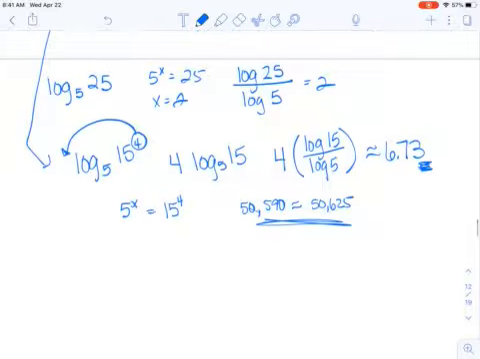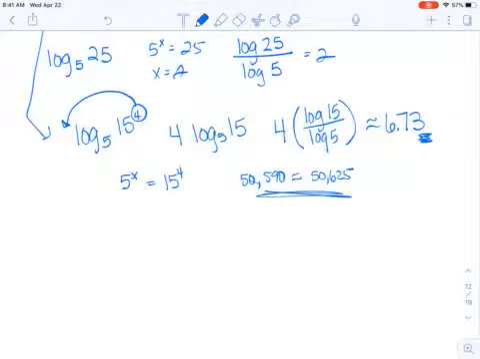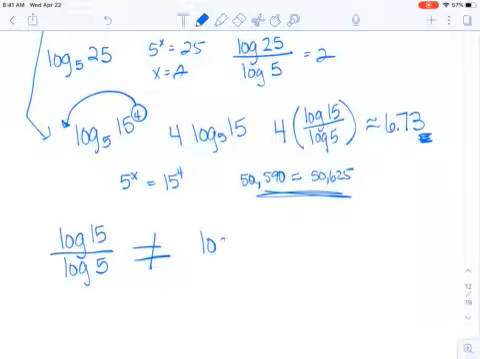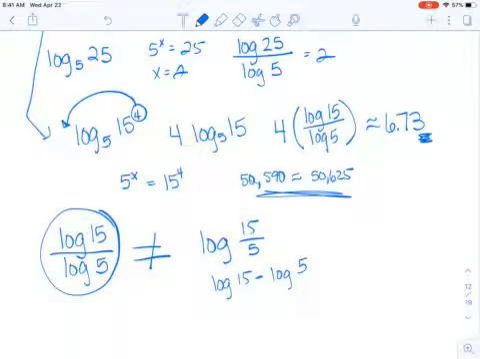Okay. One thing you have to be careful with, though. This is not the same as this. Okay, first of all, I could just divide that, but this would be the log of 15 minus the log of 5 if I were using properties. This is the log base 5 of 15. Okay, so watch out for that little mistake.